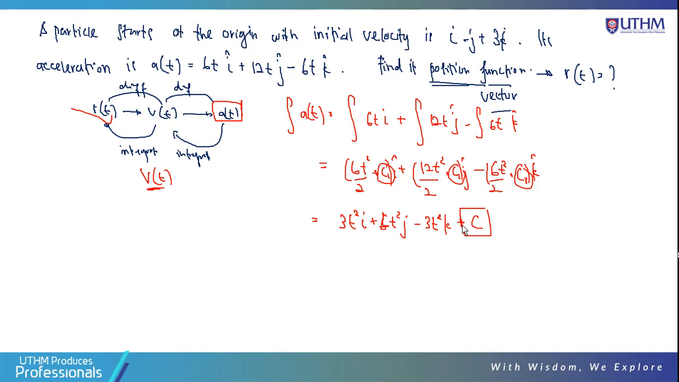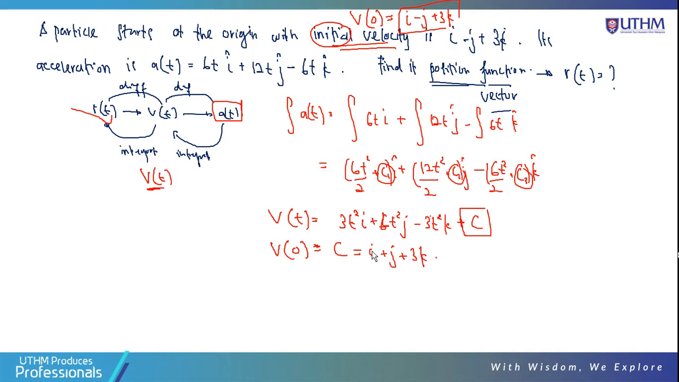Okay, initial condition. The initial condition given here is the initial velocity. Initial velocity means v at t equal to 0. So v0 equal i minus j plus 3k. Okay, this is the initial velocity. So in this v(t), you substitute t equal 0. So you get 0, 0, 0 plus C, equal to 0 plus C. So C equal to, you bring it here, C equal i minus j plus 3k.